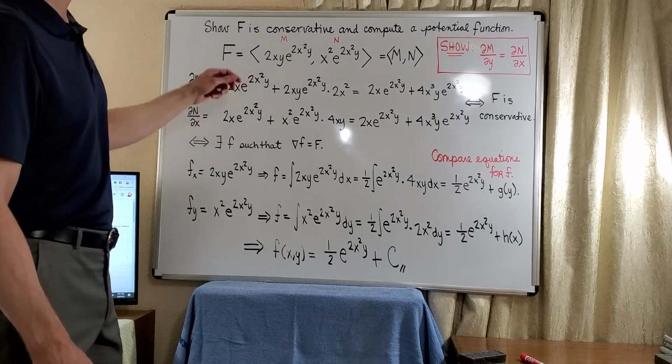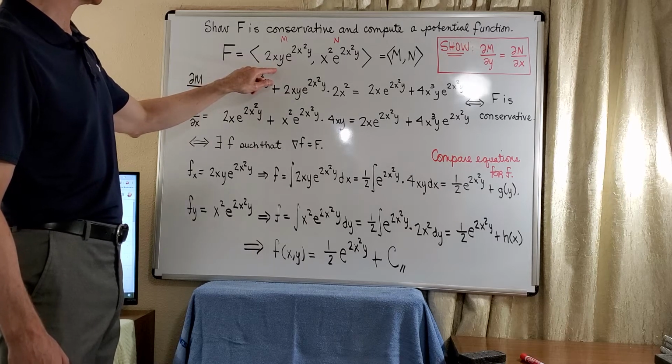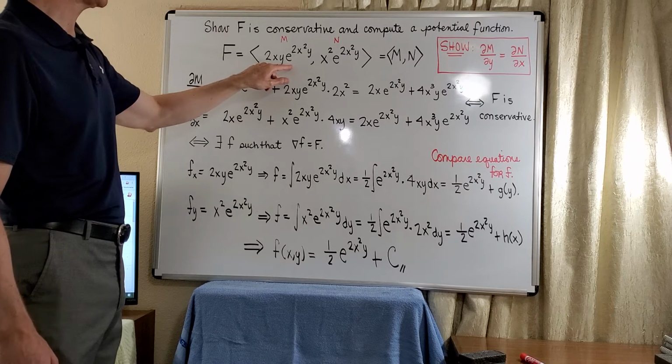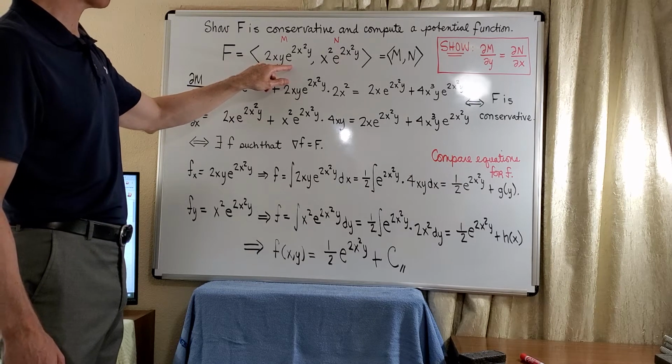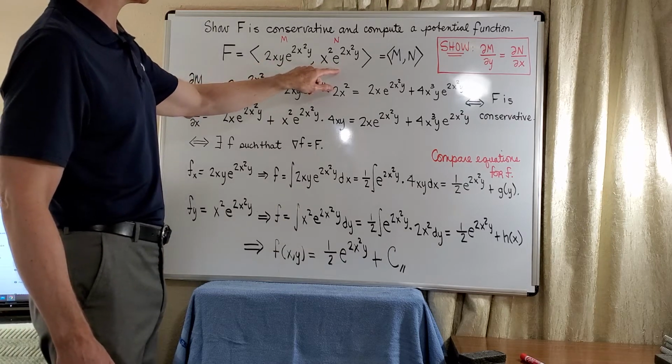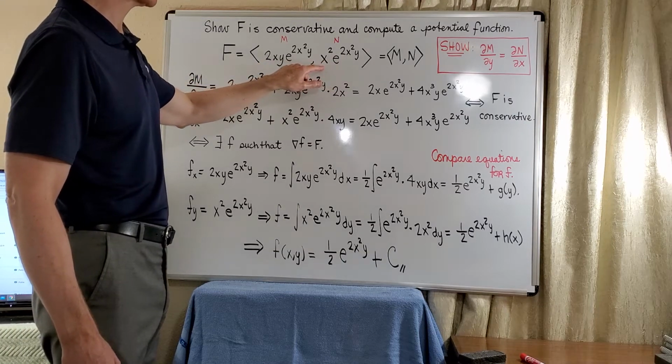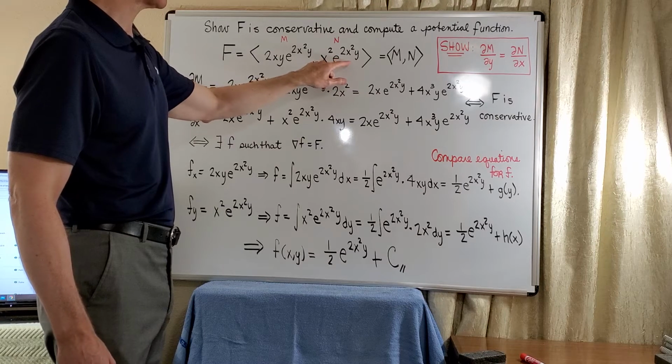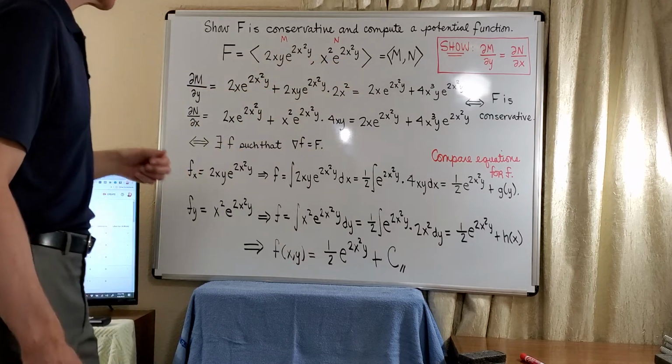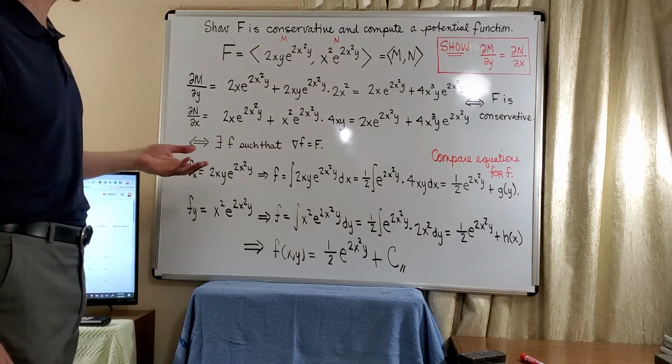So here's our vector field. The first coordinate m is 2xy e to the 2x squared y, and the second coordinate n is x squared e to the 2x squared y. So first, let's show that f is conservative.